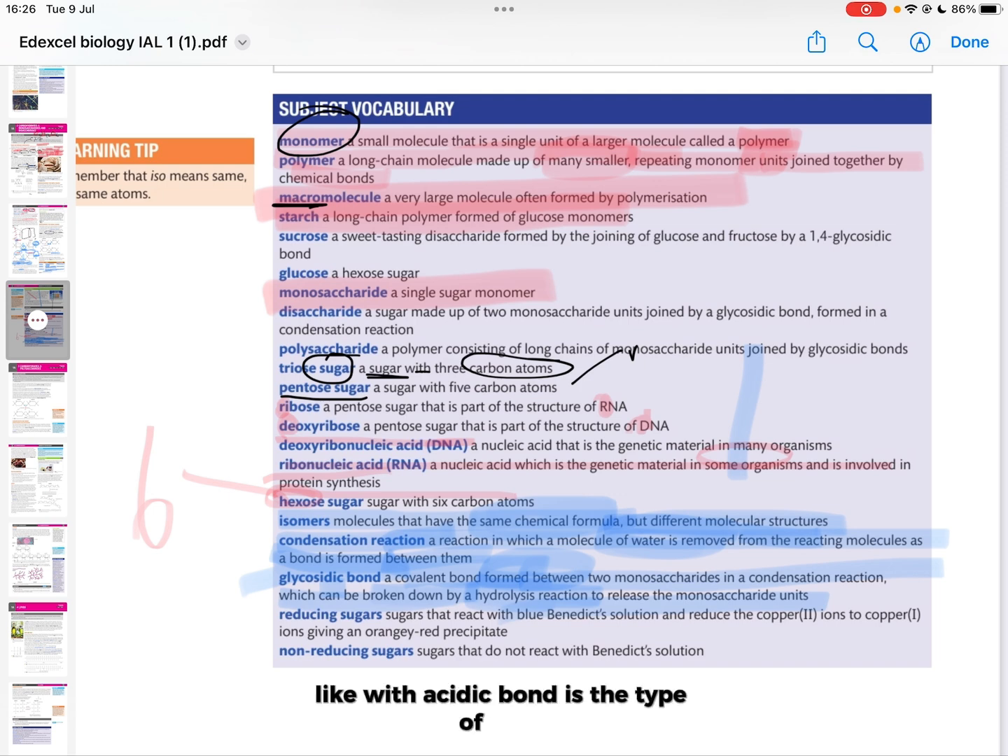Glycosidic bond is a covalent bond formed between two monosaccharides in a condensation reaction, which can be broken down by a hydrolysis reaction. Hydrolysis reaction means adding water, and this causes the release of the monosaccharide units. Reducing sugars react with blue Benedict's solution and reduce the copper 2 ions to copper 1 ions, giving an orangey red precipitate. Lastly, non-reducing sugars are sugars that do not react with Benedict's solution.